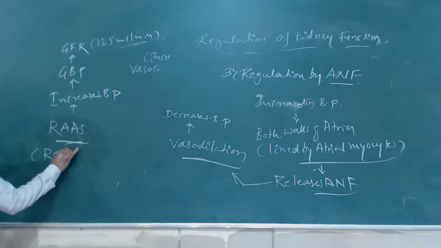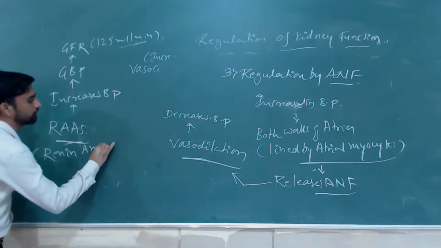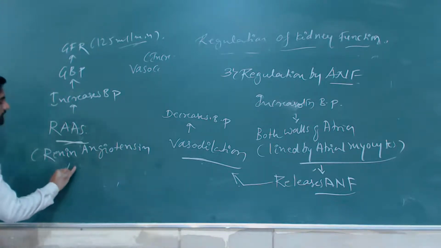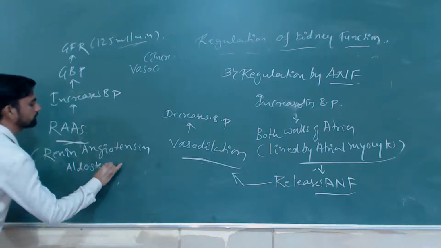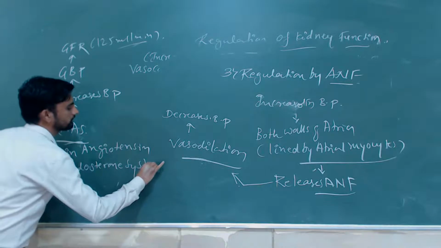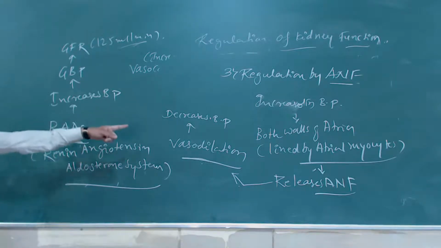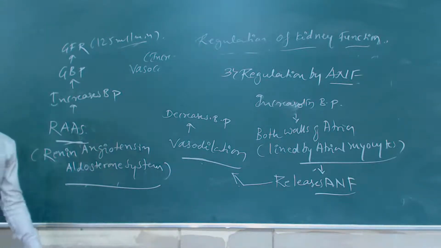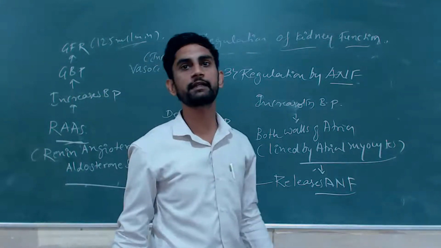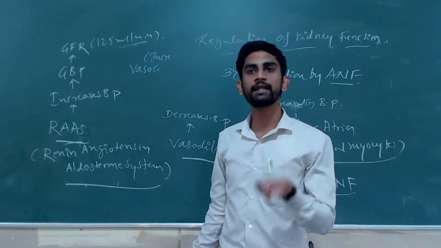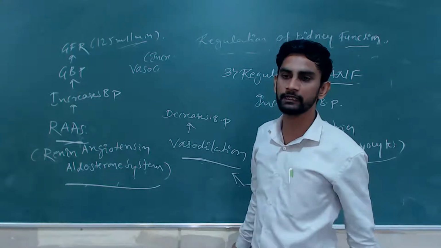So RAS, sometimes they may ask the abbreviation also as one more question. RAS: renin, angiotensin, aldosterone system. Why are we using the word aldosterone here? Because aldosterone will be increasing sodium reabsorption. More secretion of aldosterone will increase BP, by vasoconstriction, by more reabsorption of sodium. Sodium intake will increase in the kidney tubule.